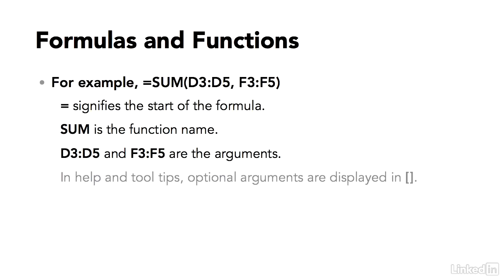And also to note, in help and tooltips, optional arguments are displayed in square brackets. So for example, in some formulas, you have some arguments that you can enter, or you can leave them out. If those arguments can be left out, they're optional, and they are displayed in square brackets in the help file and also in tooltips. Think of a distinction between formula and function this way. A formula is a calculation you type in an Excel worksheet cell, while a function is a built-in calculation that gives you an answer based on the values you provide.